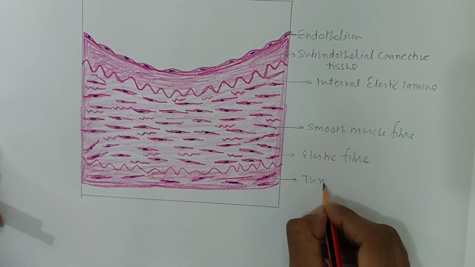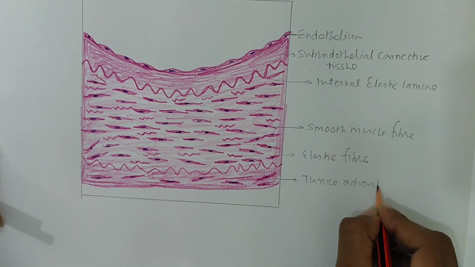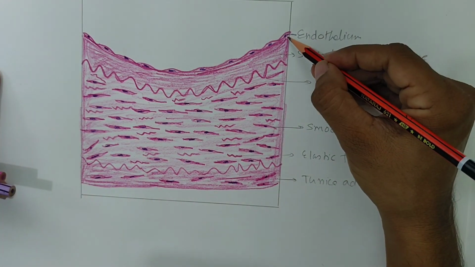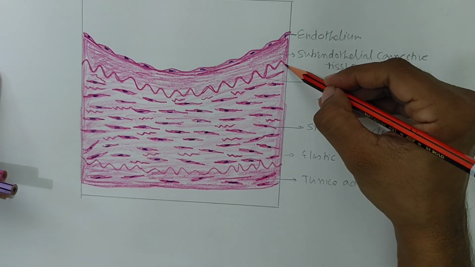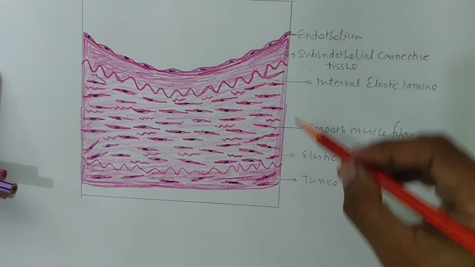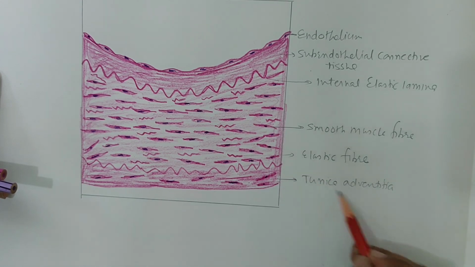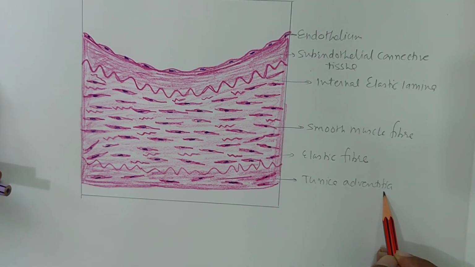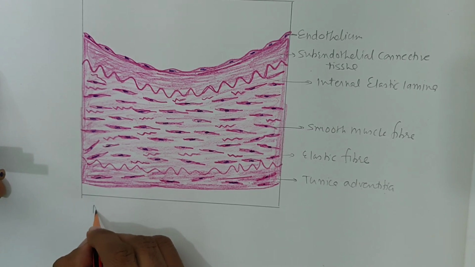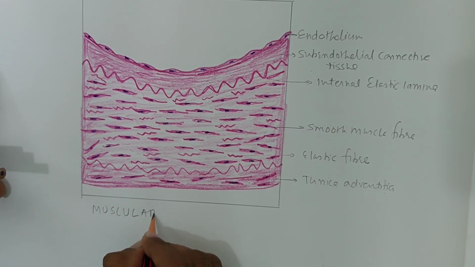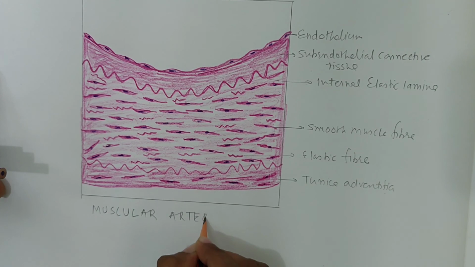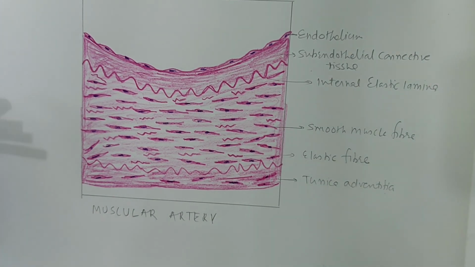This is called the tunica adventitia. This is the endothelium and the internal elastic lamina. This is the tunica intima. In between these two laminae is the tunica media, and below that is the tunica adventitia. So now we label it as muscular artery, or you may call it medium size artery. So this is the histological diagram of the muscular artery and medium size artery.